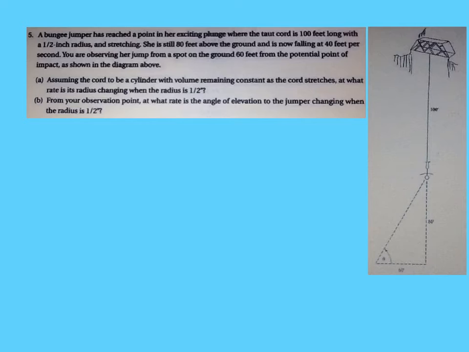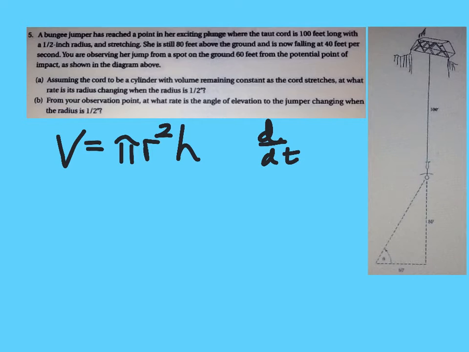So let's start with our equation first of all. The volume of a cylinder is pi r squared times the height. There's the volume of a cylinder. So this is a related rate question. We want to find the rate at which the radius is changing, so we need some implicit differentiation. So I'm going to find the derivative of all of this with respect to time.